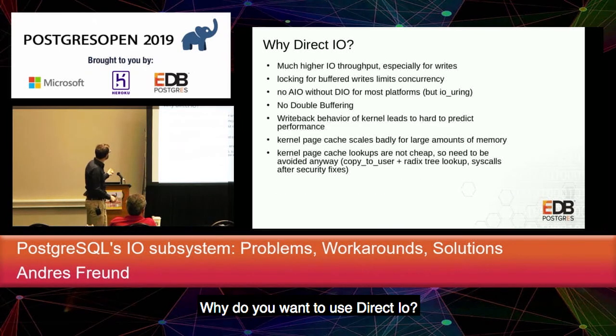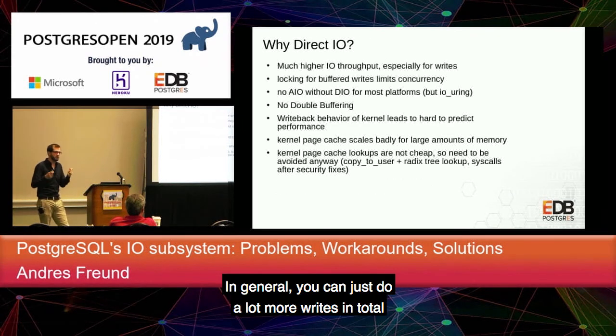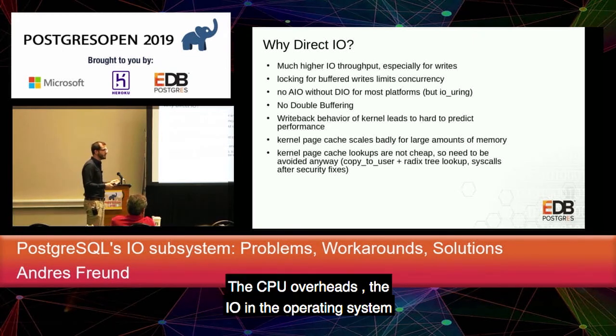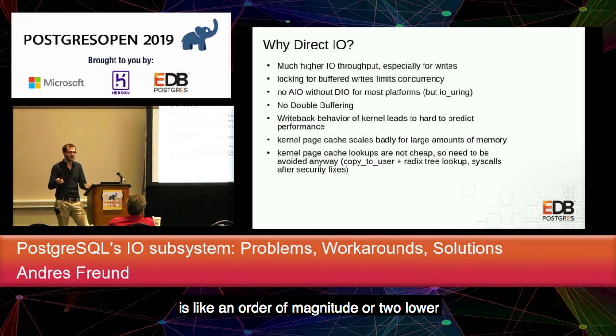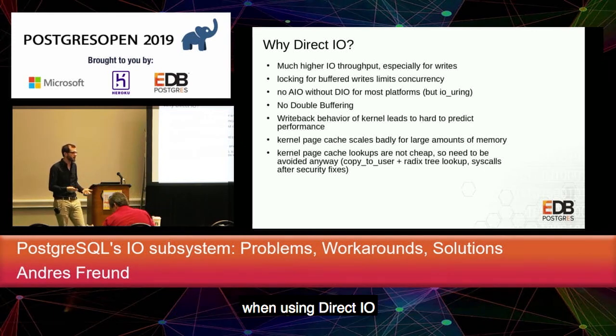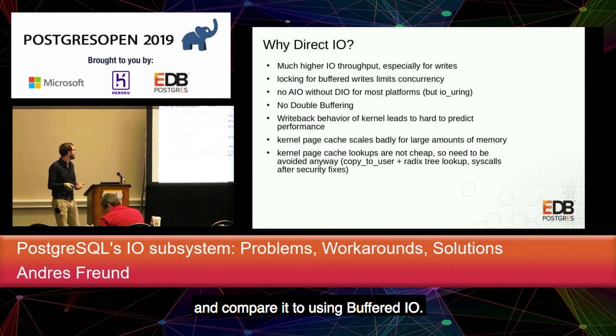Why do you want to use direct I/O? It is much faster. In real workloads, you can do a lot more writes in total than you can with buffered I/O. The CPU overhead of the I/O in the operating system is an order of magnitude or two lower when using direct I/O compared to buffered I/O.